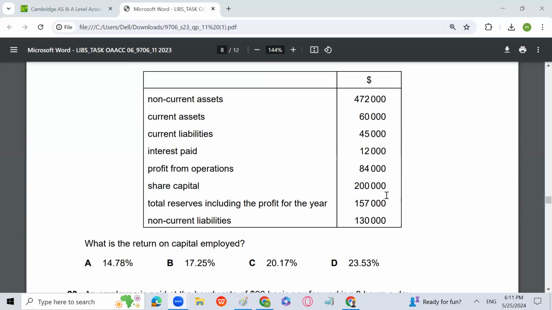If you just look at that, there is another formula through which you can find capital employed, that is non-current assets plus current assets minus current liabilities. So 4,72,000 plus 60,000 minus 45,000. Again, you will get the same answer for the capital employed. The capital employed can be calculated through different ways. 17.25%, B is going to be the answer for this question.